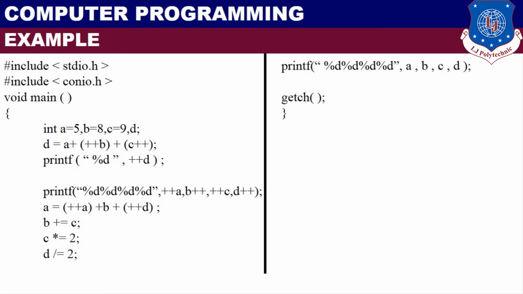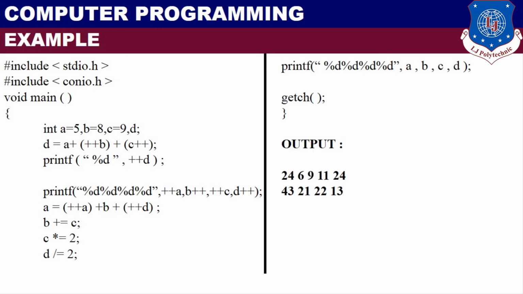These 3 expressions are shorthand expressions. b += c means b = b + c, and that is 10 plus 11 equals 21. c *= 2 means c = c * 2, that is 11 into 2 equals 22. d /= 2 means d = d / 2, that is 26 divided by 2 equals 13. And we are printing this a, b, c, d.